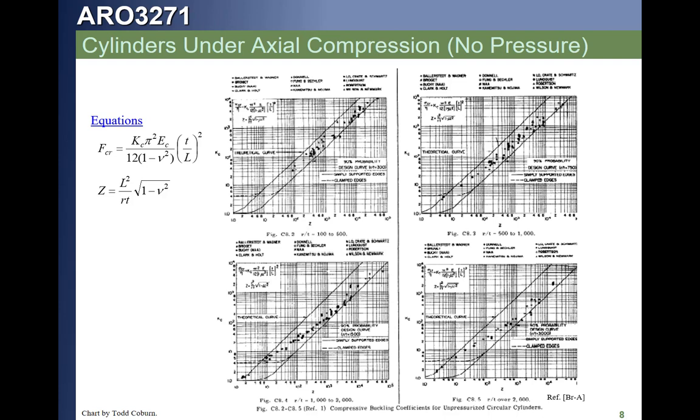Now, we're first going to take our radius over thickness term, and we're going to find which of these four curves applies. If our R over T is between 100 and 500, we'll use the upper left curve. 500 to 1000, upper right, and so on. We'll then calculate the Z, which is L squared over R T, times the square root of 1 minus nu squared. We're going to read the graph for the Z. We're going to go up to the lower curve, and we're going to carefully read our k sub c.